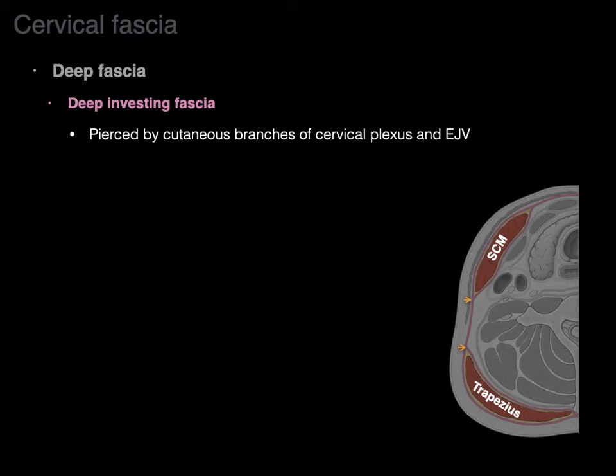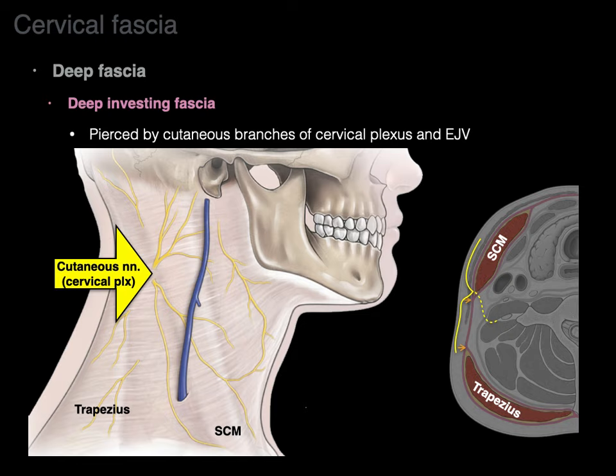Look at that cross section. There you see coming out that cervical plexus, and then it pierces through the fascia right behind the sternocleidomastoid into the superficial fascia. So there, it's called the Erb's point of the neck, right on the back of the sternocleidomastoid, all of those cutaneous branches from the cervical plexus go out to the neck, and then there at the very bottom is the external jugular vein, the bottom of that posterior triangle, and that external jugular vein pierces that deep investing fascia.